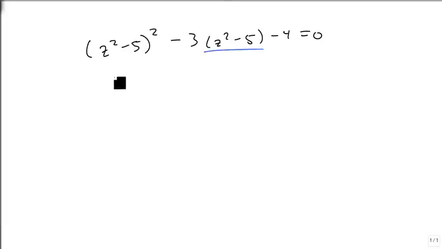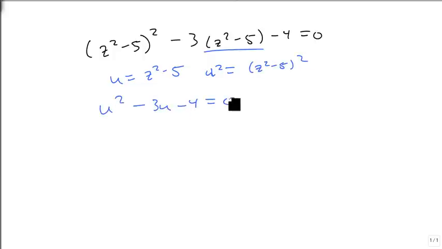Suppose we have z squared minus 5, squared, minus 3 times z squared minus 5, minus 4 equals 0. Here we're going to let u equal the quantity z squared minus 5, so that u squared is the quantity z squared minus 5, squared. This changes to the following, and this factors as u minus 4 and u plus 1. So u is 4 and u is minus 1.